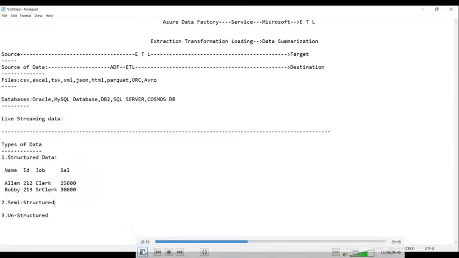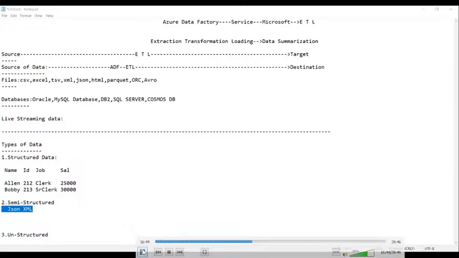Now the next one is semi-structured data. What is semi-structured data? The data which is not properly structured, but still is not unstructured, still has some structure. Such data is called semi-structured data, such as data kept and recorded in the form of JSON files and XML files, etc. Everyone is following?